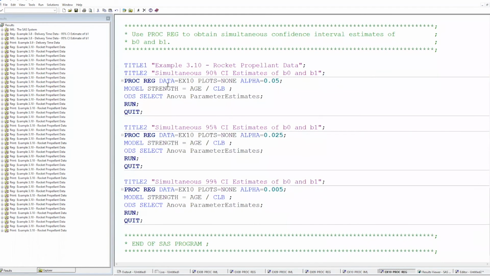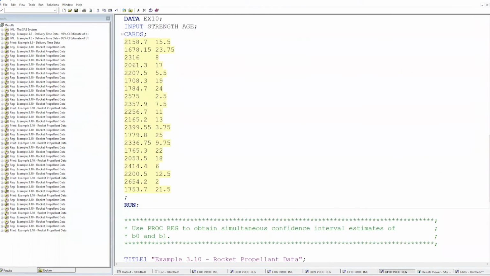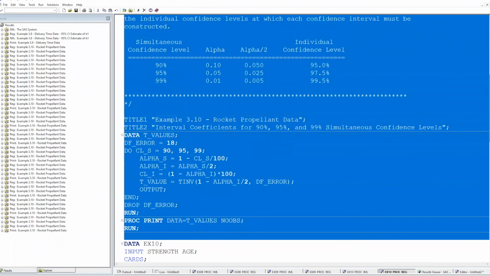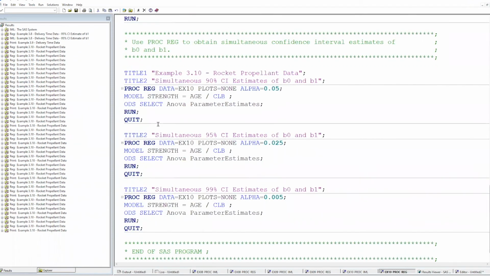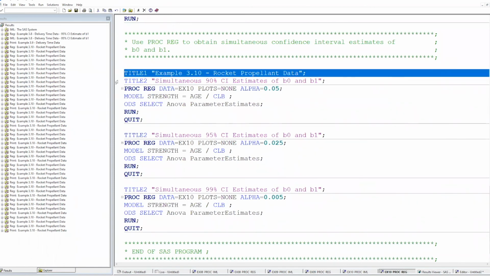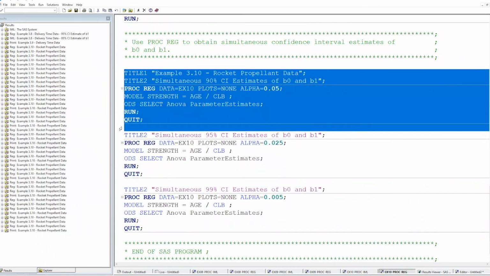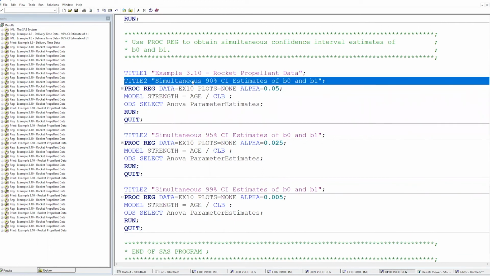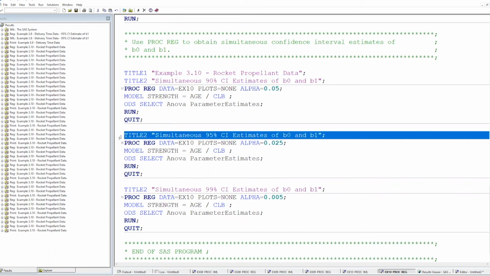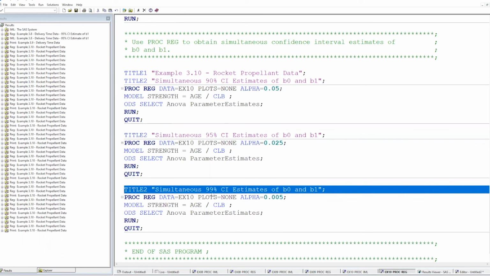All right, so now let's look down here at the SAS code. And I'm going to invoke PROC REG 3 times, one for each of the confidence levels that we want. We want simultaneous 90% confidence interval estimates, 95% simultaneous confidence interval estimates, and then finally simultaneous 99% confidence interval estimates.